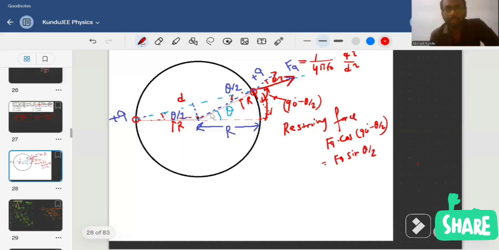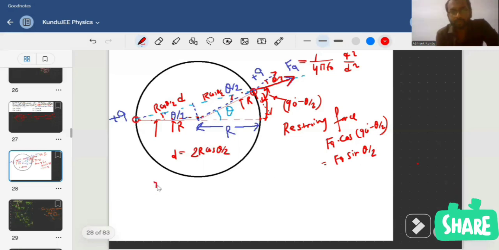Now what is the distance? See, the distance D, this is R, the radius. So this is R cos theta by 2, and in this triangle, this is also R cos theta by 2. So D becomes R cos theta by 2 plus R cos theta by 2, that is 2R cos theta by 2. We'll put that in. The restoring force FQ sine theta by 2 is causing it to go to the equilibrium position.